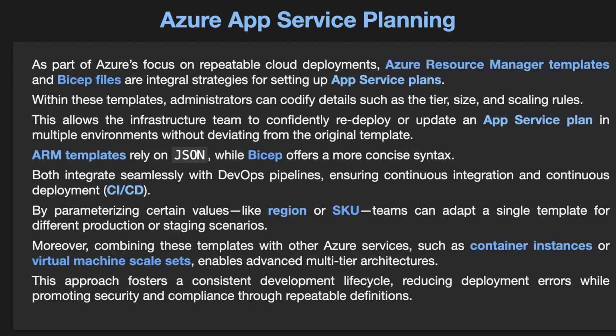By parameterizing certain values, like region or SKU, teams can adapt a single template for different production or staging scenarios. Moreover, combining these templates with other Azure services, such as container instances or virtual machine scale sets, enables advanced multi-tier architectures. This approach fosters a consistent development lifecycle, reducing deployment errors while promoting security and compliance through repeatable definitions.